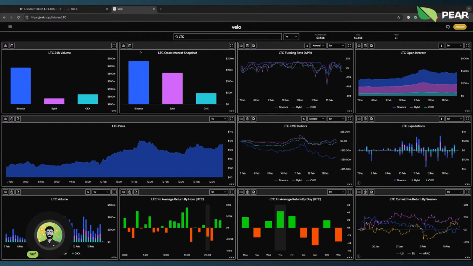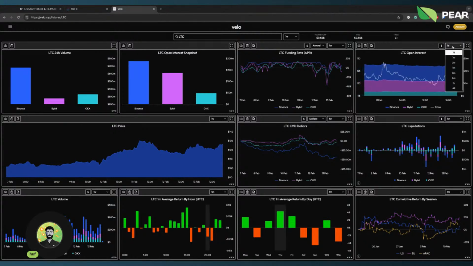Some interesting stuff just on this dashboard alone, right? It tells you the volume on which exchange is happening. It tells you what's happening with funding rates for Litecoin, sorry, open interest across different exchanges and what the trend is. You can change the time frame, like so, and overlay the price as well, so you can see how price is evolving with these different time frames. Open interest is increasing there.